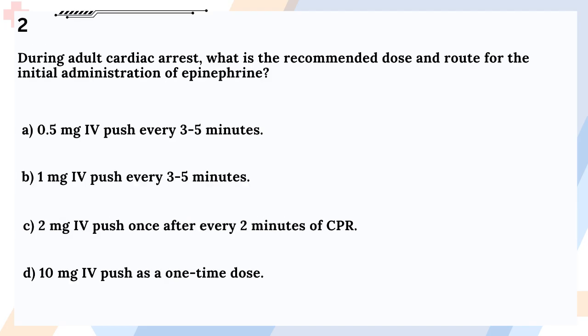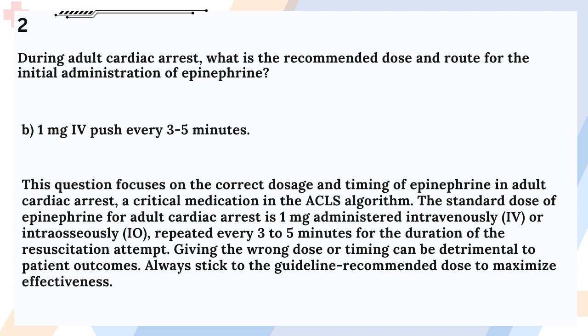Question 2. During adult cardiac arrest, what is the recommended dose and route for the initial administration of epinephrine? A. 0.5 mg IV push every 3 to 5 minutes. B. 1 mg IV push every 3 to 5 minutes. C. 2 mg IV push once after every 2 minutes of CPR. D. 10 mg IV push as a one-time dose. Answer: B. 1 mg IV push every 3 to 5 minutes.